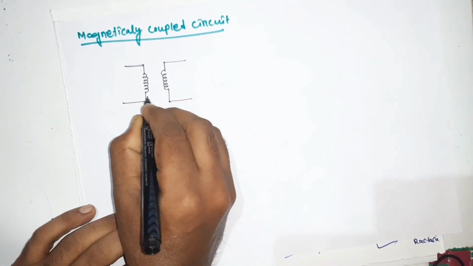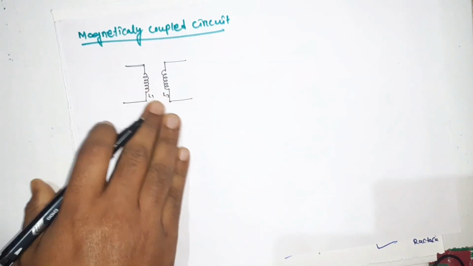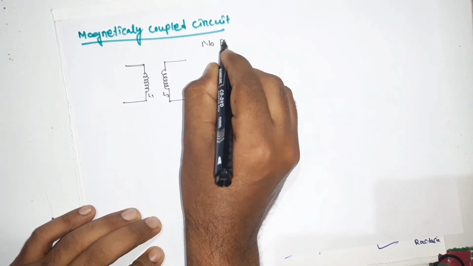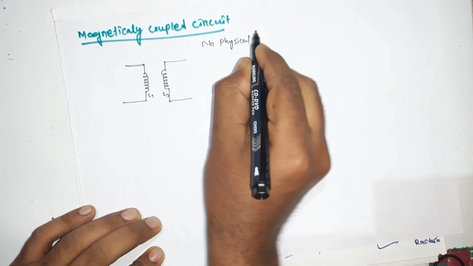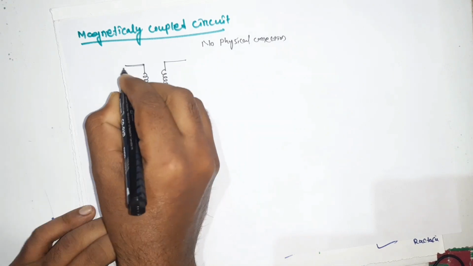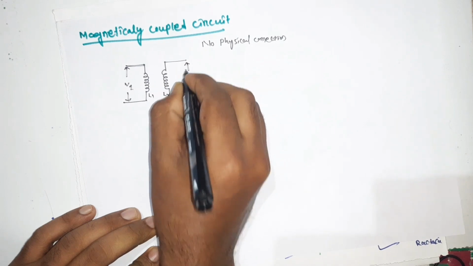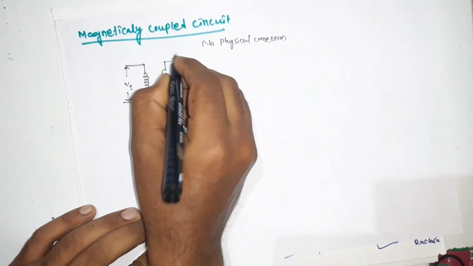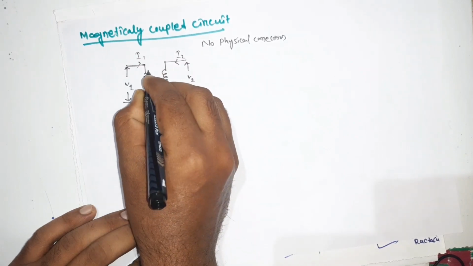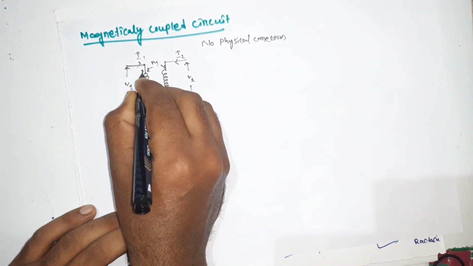Here there are two coils, let this be L1 and this be L2. There is no connection between them by wire, no physical connection. Let the supply voltage across this coil be V1 and across this coil V2, let the currents be I1 and I2, and the mutual inductance between the two be M. Here the dotted terminals are like this.